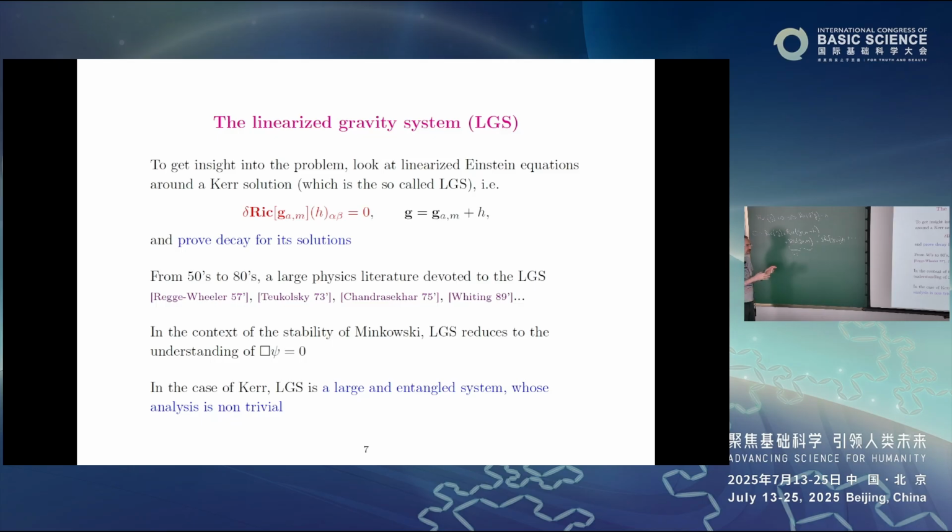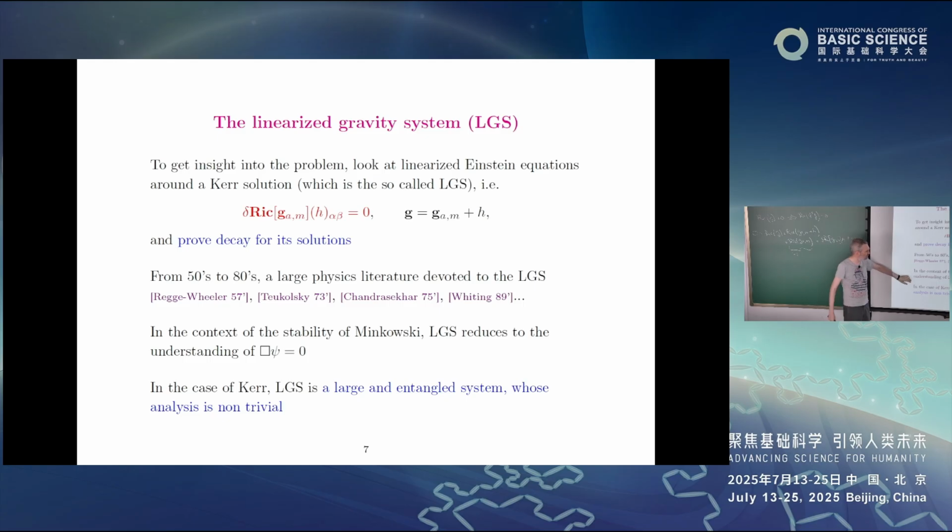Okay, let me make a small detour to go back to Minkowski and tell you what happens if you look at stability of Minkowski. Now your solution is algebraically much simpler. This is the simplest solution of the Einstein equation. And in that case, even though you expect a large coupled system, think 10 by 10 or 20 by 20, here it completely decouples and it just crunches to understanding one scalar wave equation on Minkowski. Okay, so this is due to the simplicity of the solution.